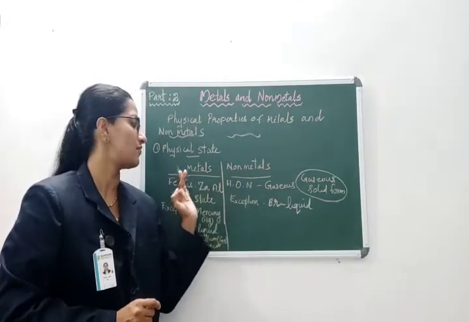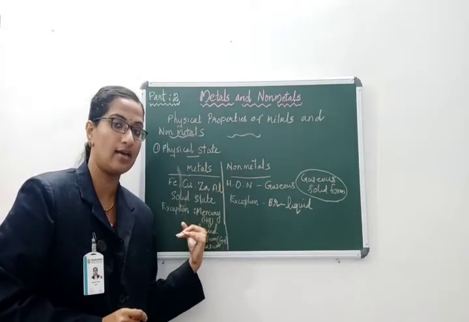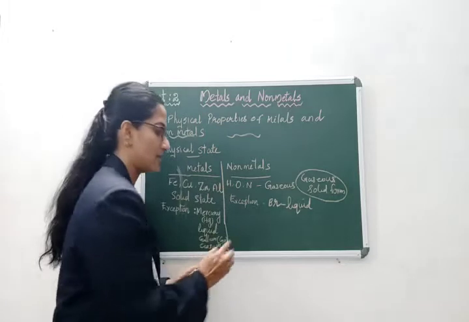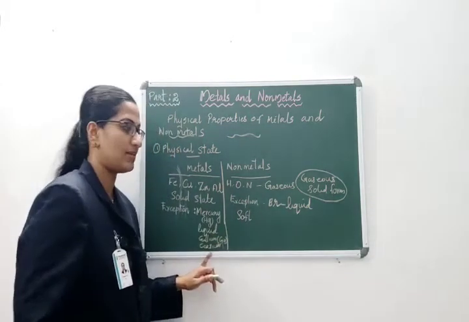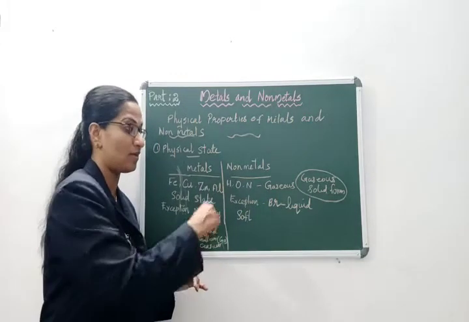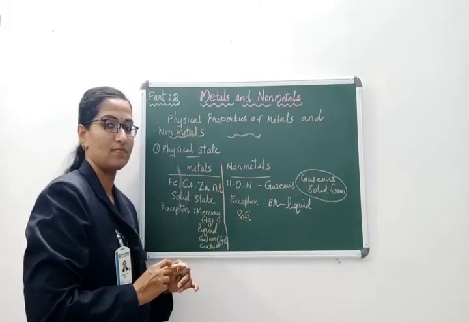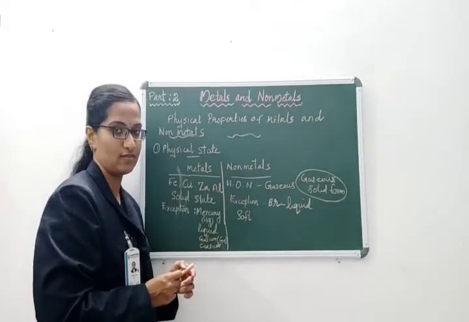So the first physical property: most of the metals are hard and most of the non-metals are soft. Soft means they are either in the form of gas or, sorry, in the form of solid. Compared to the metals, non-metals are soft.